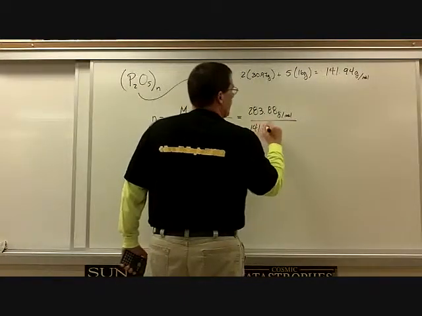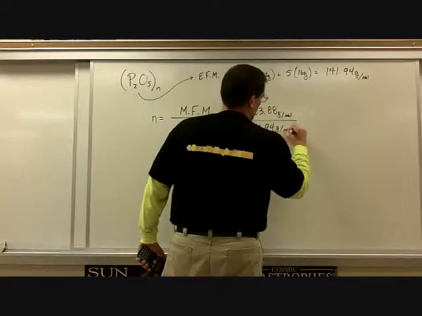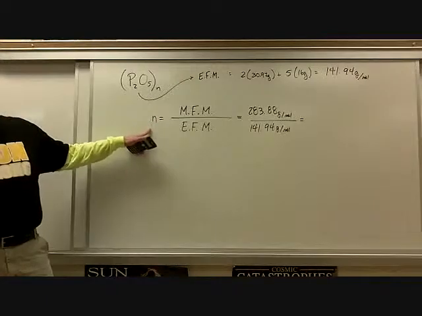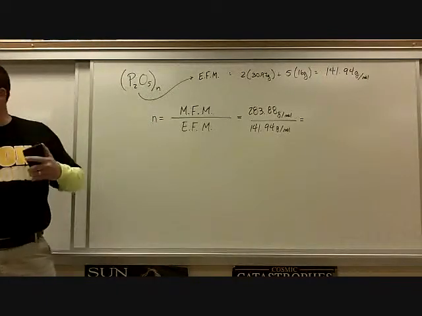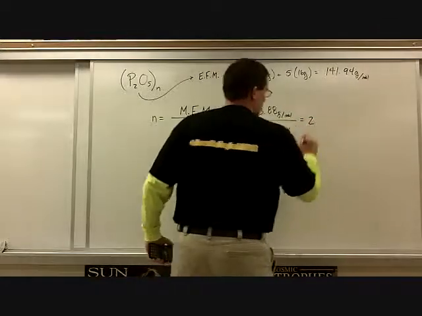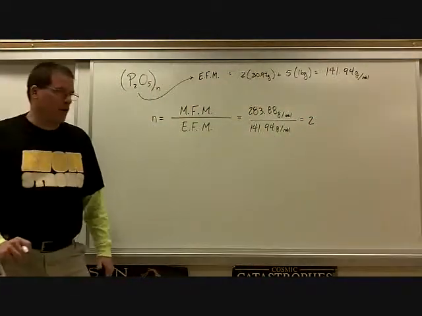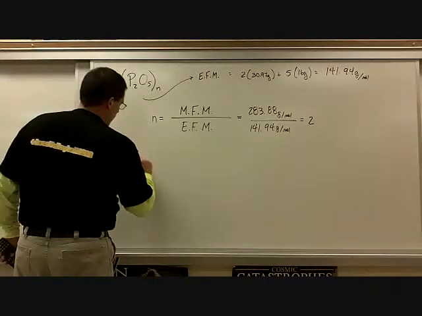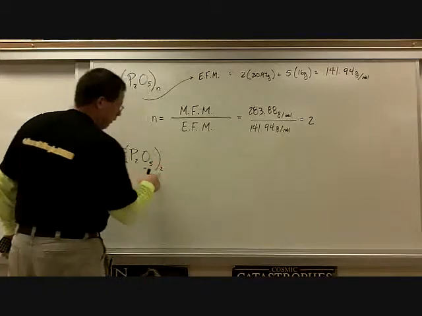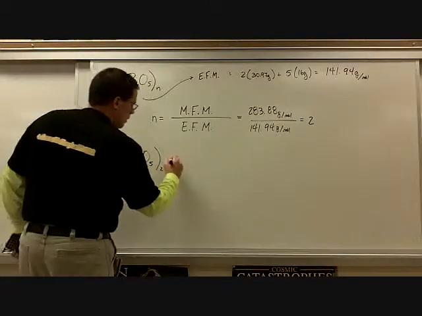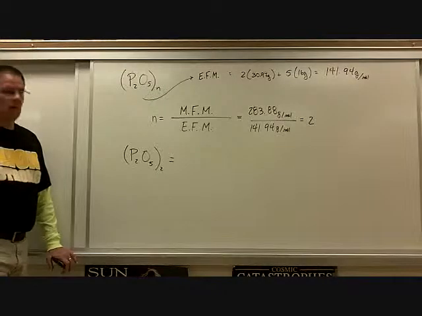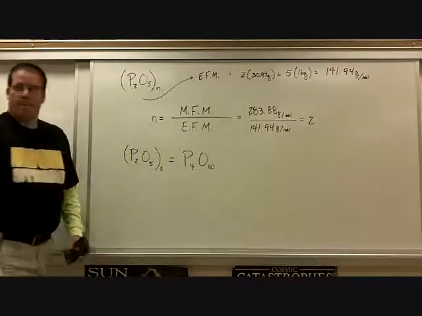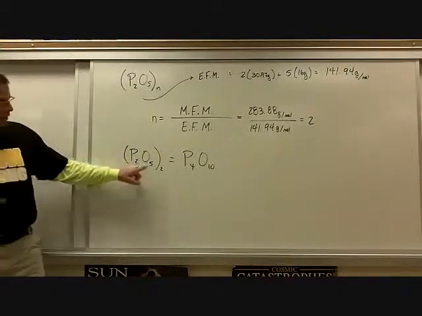I'm going to take that divided by that, and what value do I get there? 2. N will always be a whole number, and it should be really, really close to a whole number. It shouldn't be like 2.5 or 2 1/3 or anything like that. So we'll take our empirical formula, and since we have a 2 there for our N, what will that molecular formula be? P4O10. Okay. Empirical is the small whole number ratio, then molecular.